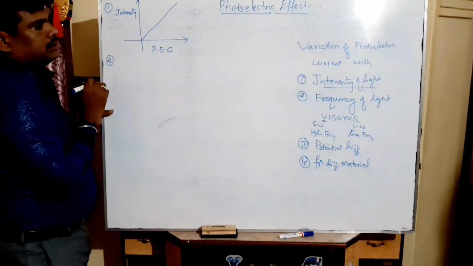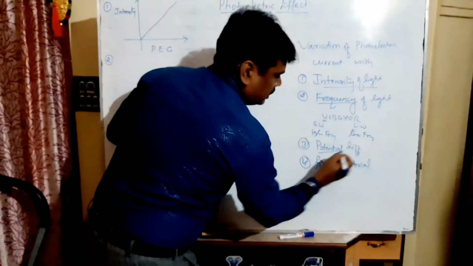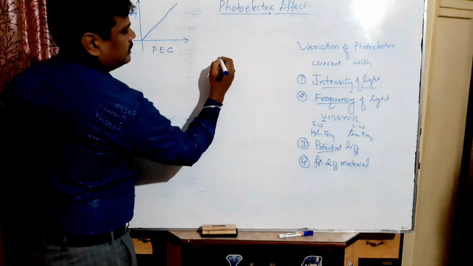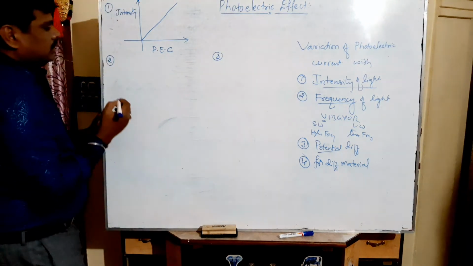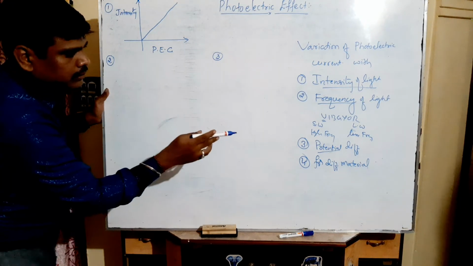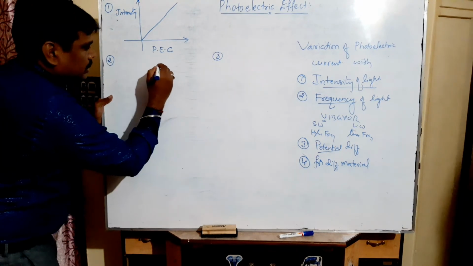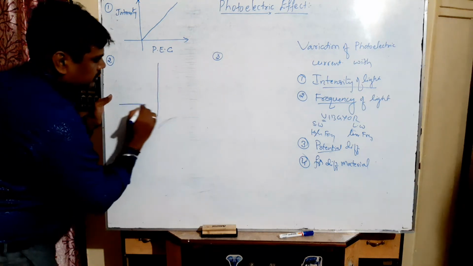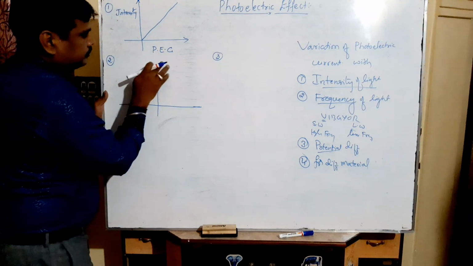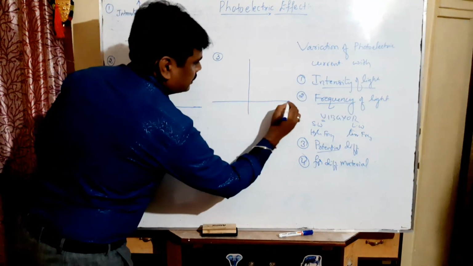The second experimental observation is the variation of photoelectric current with frequency, and I will take potential difference in parallel. I want to explain these in parallel, so you can easily understand. The second one is the variation of photoelectric current with frequency. The third one is the variation of photoelectric current with potential difference. For that I will take two graphs here. This is a very important thing. If you understand this one, you can clearly understand the photoelectric effect.